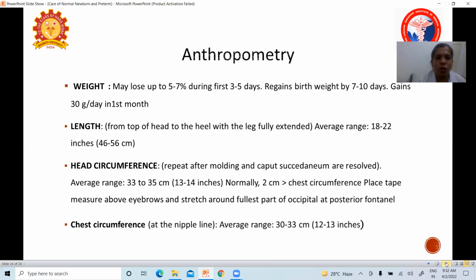So this we have to monitor in all the follow-ups, whether the baby has regained birth weight after the initial loss. Now, is the baby gaining adequate weight or not?